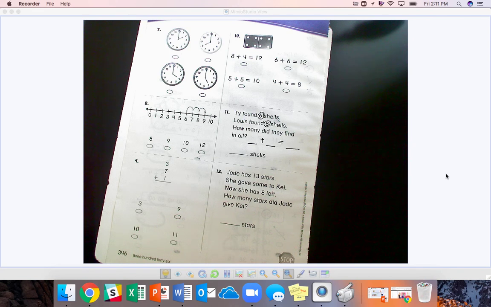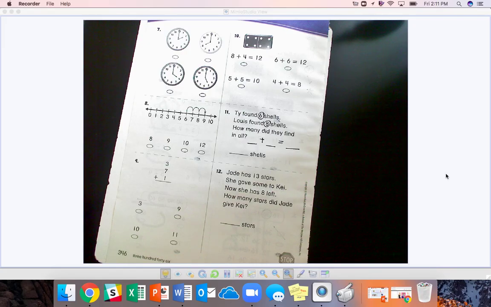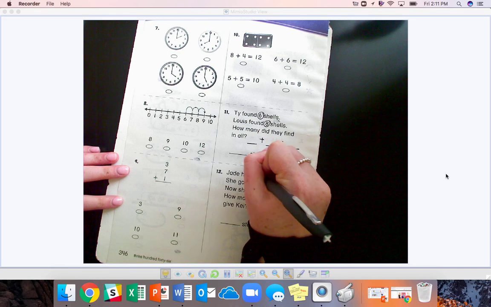You can make a number line to help you. You can draw a picture. You could use counters or a number line. You can draw dots. Whatever strategy is the most helpful for you.